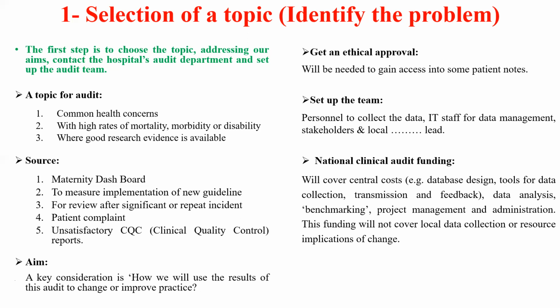You have to mention some points under this part, including the criteria of the topic to be audited, from which source you will choose your topic, what is the aim of the topic, if you are going to get an ethical approval or not, who are the people who will be involved in the team, and whether the fund will cover the cost or not. So this is the first step.